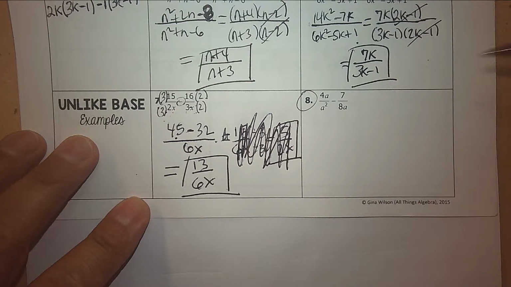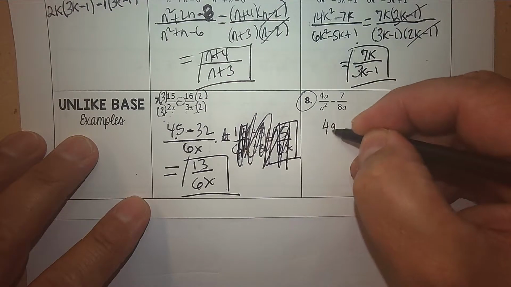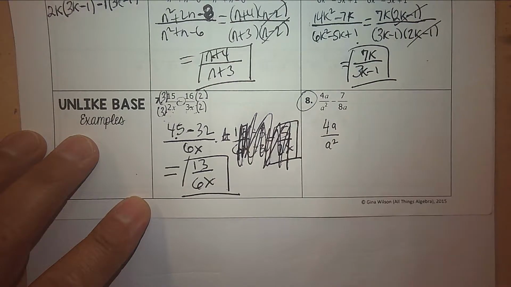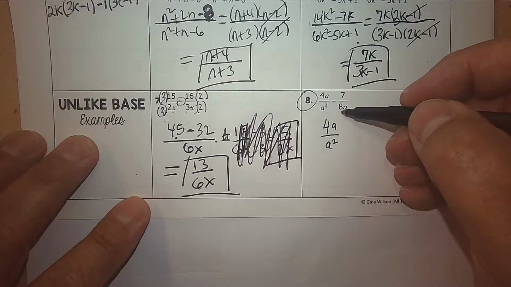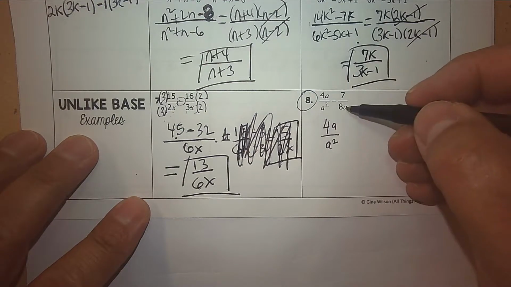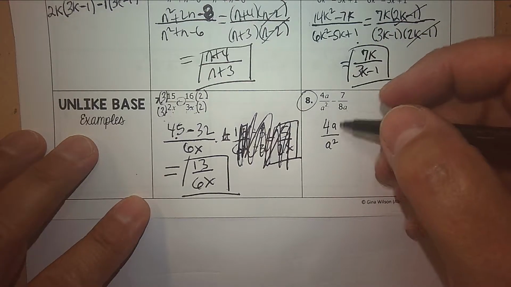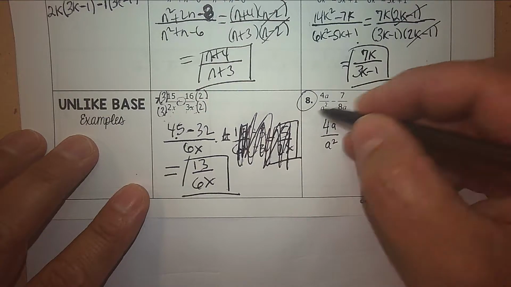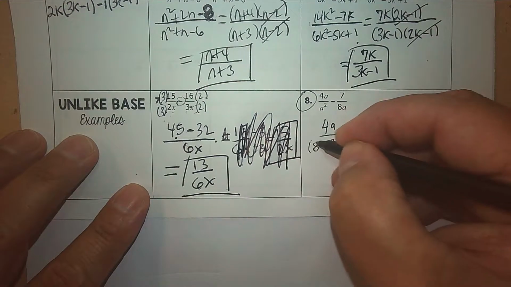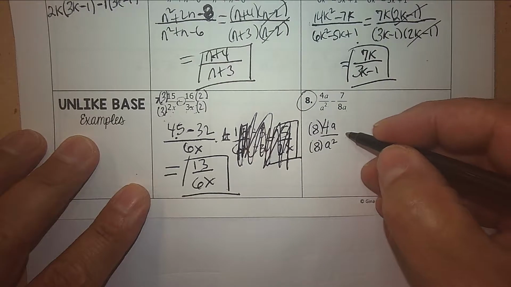What's the goal for 8? Is to make the denominators the same. So first I look at the coefficients, the big number. How many a squares do I have? 1. How many a's do I have? I want the coefficients to match. So what do I multiply times so they match? So I'm going to multiply top and bottom times 8, and now they match.